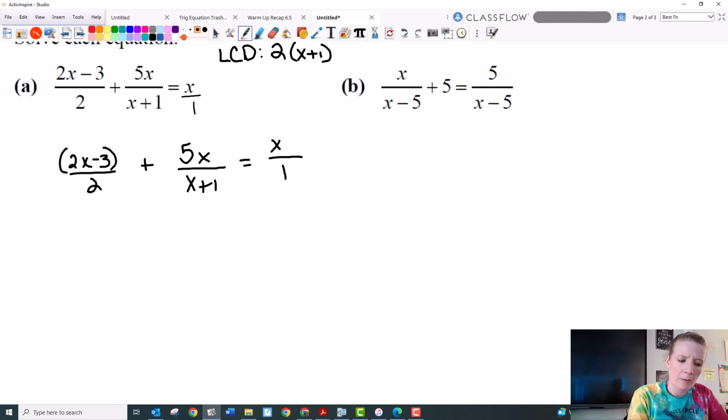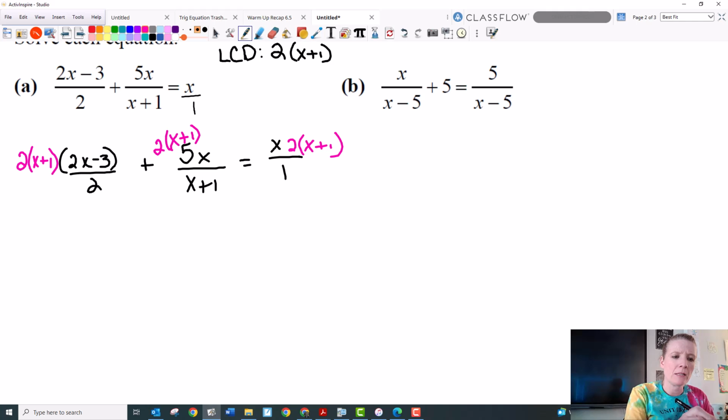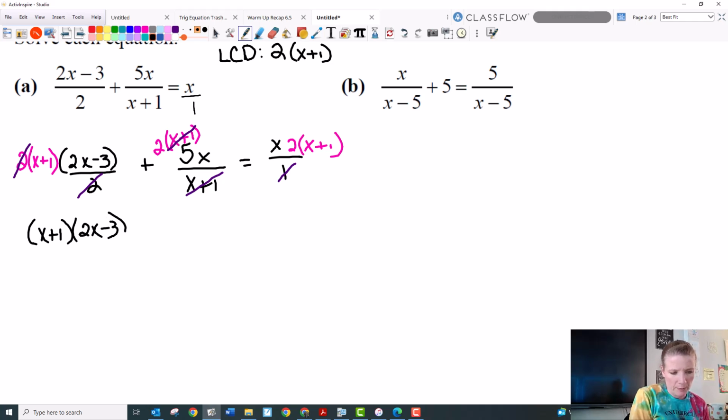So what I'm going to do is multiply 2 and x plus 1 on all the tops. And then I'm going to cancel anything that can cancel. So on the first one, I cancel my 2's. The second one, I cancel my x plus 1's. The third one, I technically cancel the 1 just with nothing. There's nothing left there. So what I end up with is x plus 1 times 2x minus 3, plus a 2 and a 5x, and then a 2x and an x plus 1.